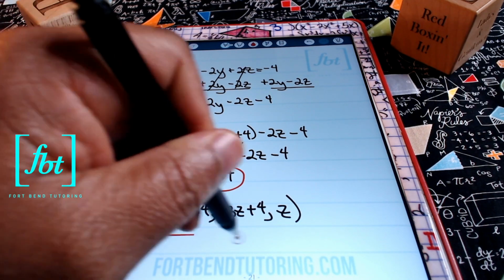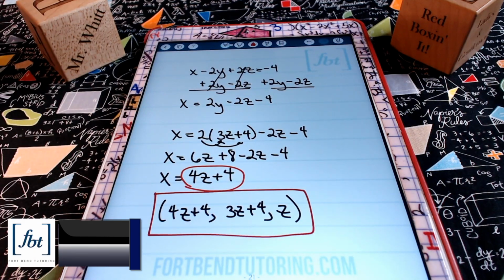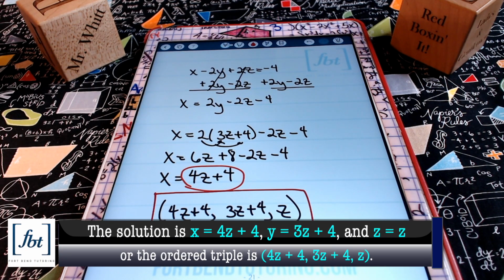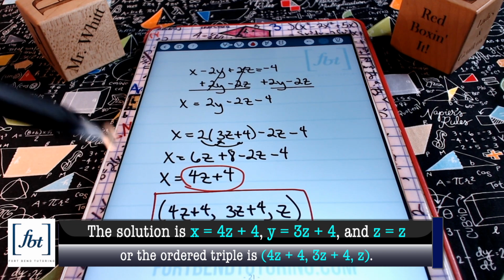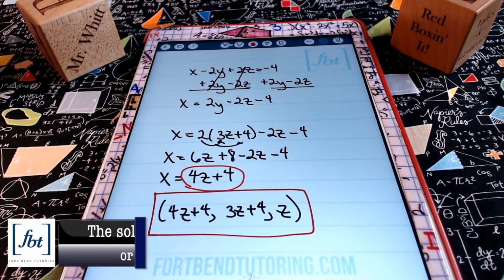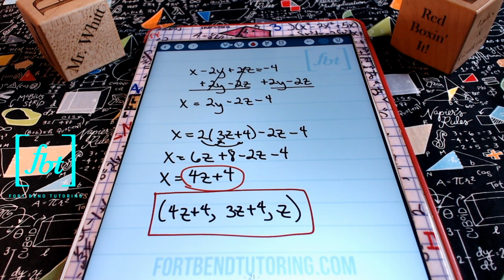Red, box it. And that is our answer here for problem number 5. So in this problem, we had an infinite number of solutions, and that's the way you write it, people. All right, let's move on to our next example.